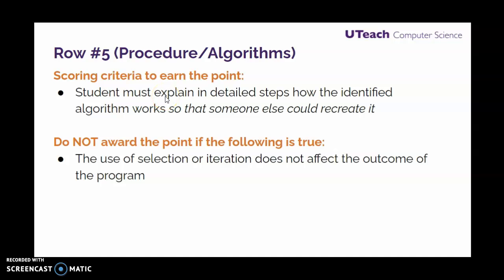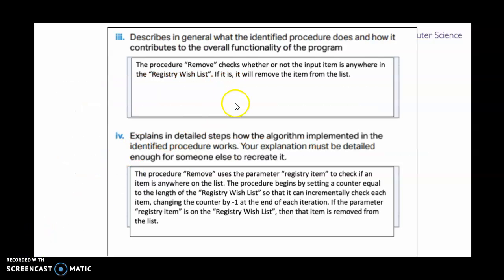Okay, so number 1, you must explain in detail how the algorithm works so that someone else could recreate it. That is really, really important. So make sure that you are being very detail oriented here. You will not get the point if the use of selection or iteration does not affect the outcome of the program. So make sure the selection and the iteration are crucial to your program.